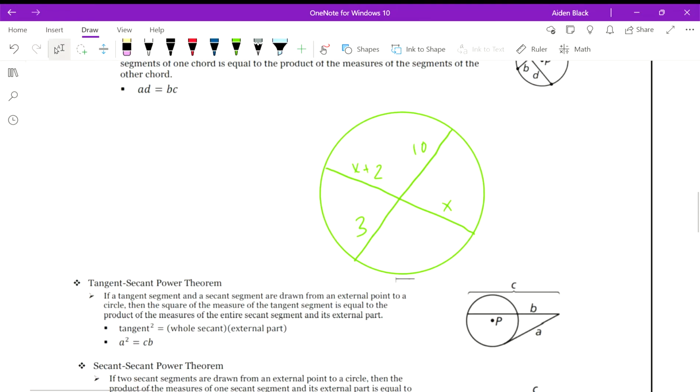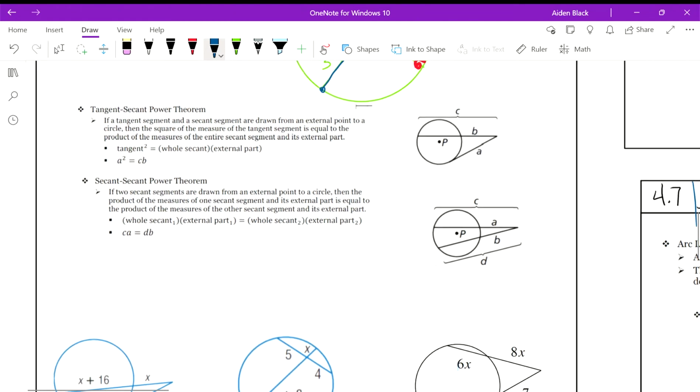What we would do is we would multiply this segment, so that's x plus 2. We'd multiply that whole thing by this segment here, x. And we know that that is equal to 30. How did I get 30? Well, it's 3 times 10. That is the chord. You solve from there.